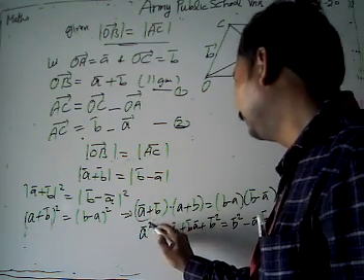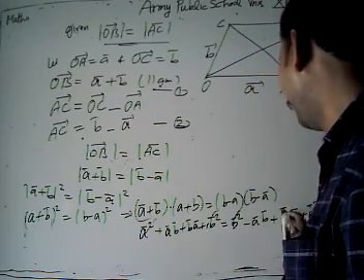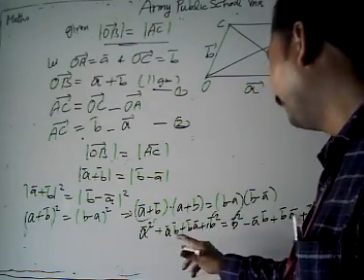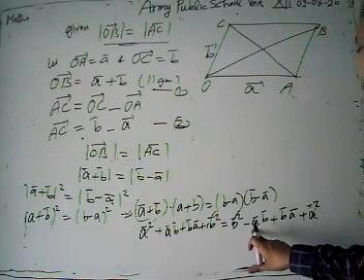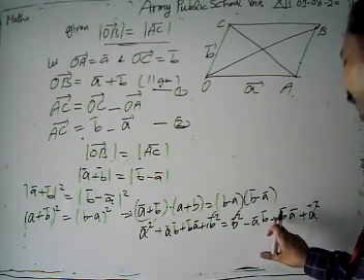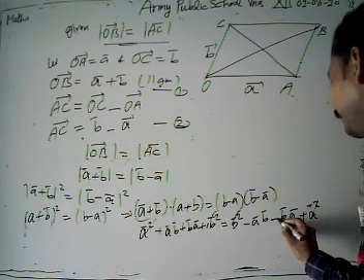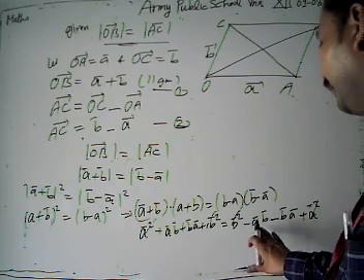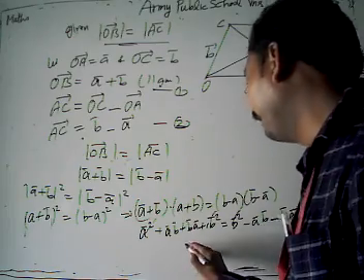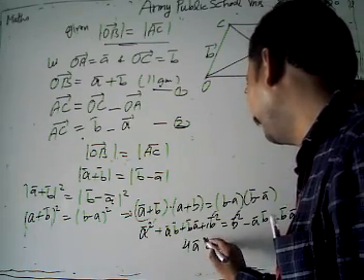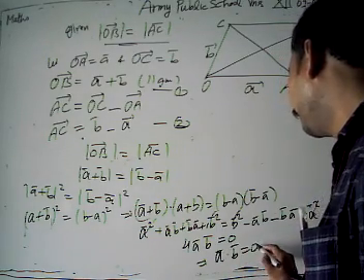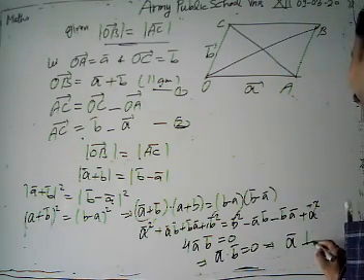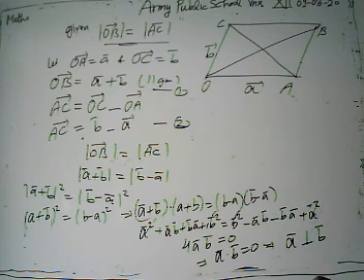Now look, the A square terms cancel, the B square terms cancel, and the AB and BA terms remain. After solving we get 4 times A dot B is equal to 0. This implies vector A dot B equals 0, which means vector A is perpendicular to B.